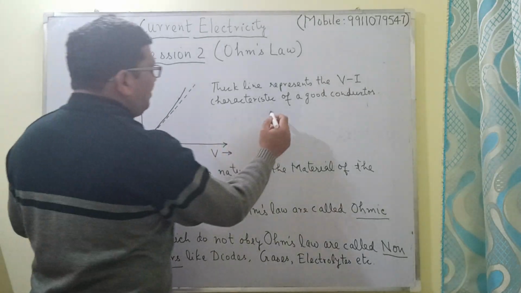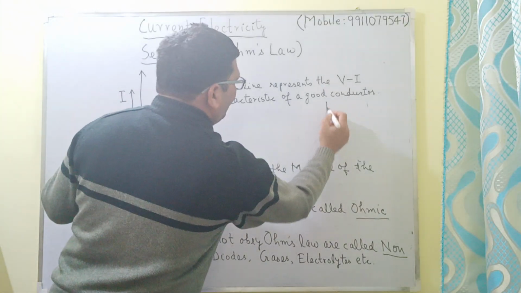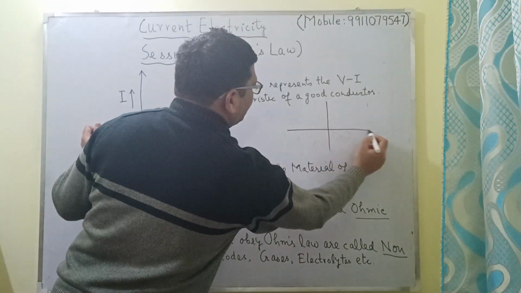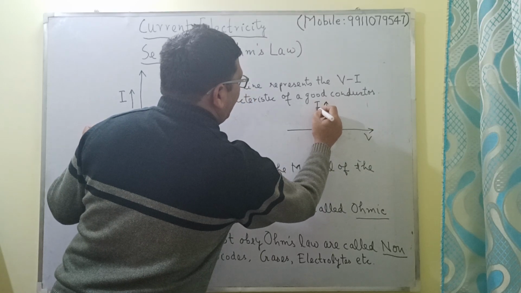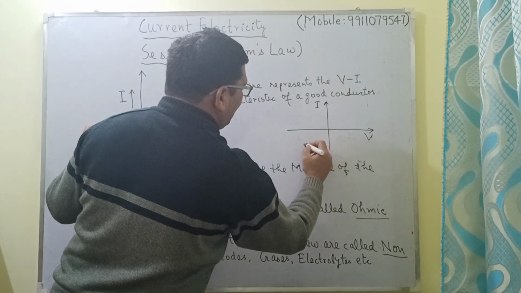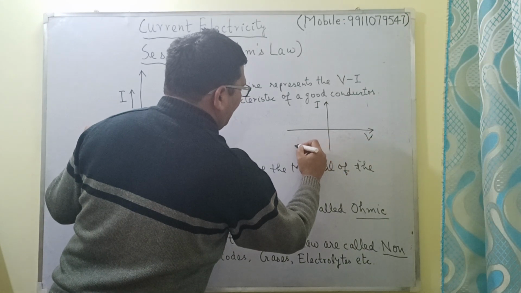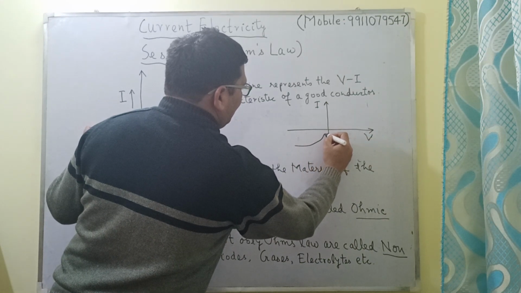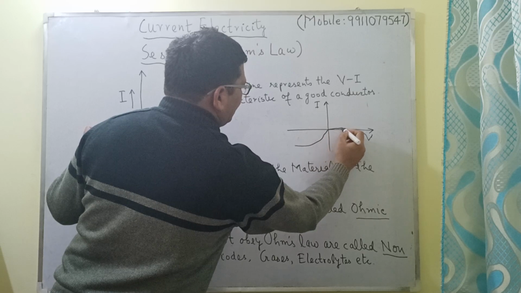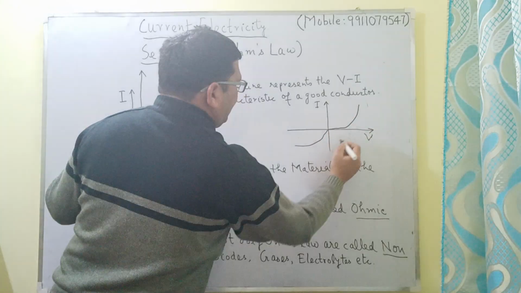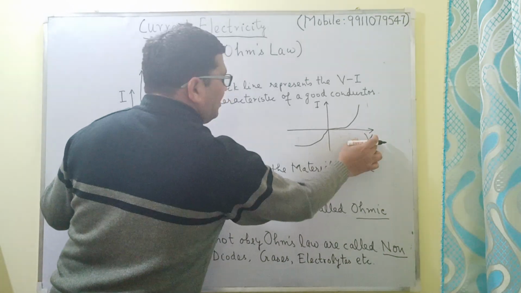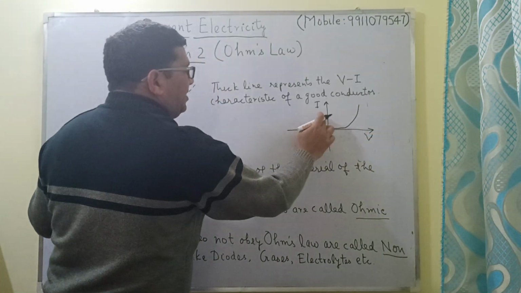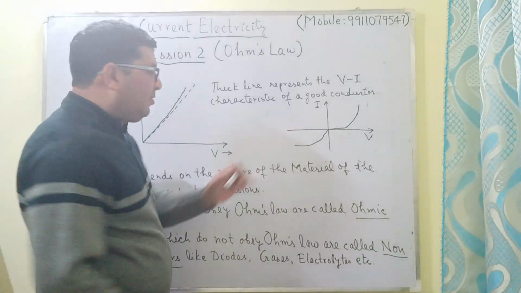Now there is one more figure here. I will be drawing one more figure. This is basically the VI characteristic of a diode. I'm just trying to draw a figure of a diode, so it will be something like this. Now this is the VI characteristic curve of a diode.